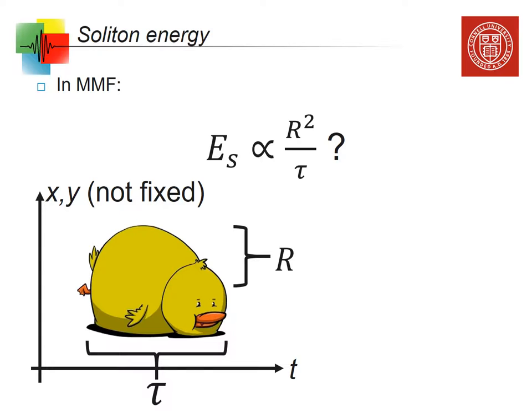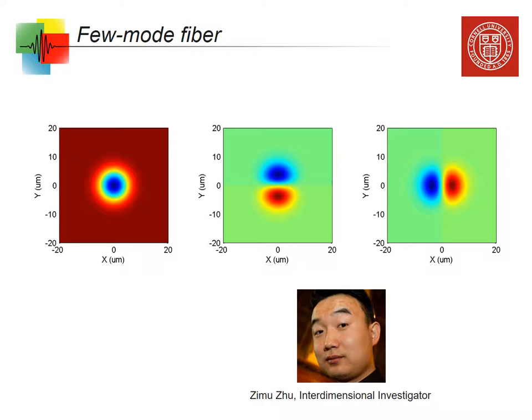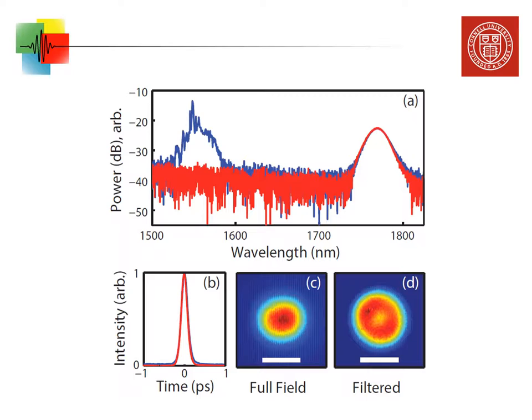With that kind of question in mind, Zima Zhu in our group has been looking at few-mode fiber, so fiber that only has these three linearly polarized modes in it. Three spatial modes. He's doing experiments that look something like this. He'll launch light in at 1550 nanometers, and through soliton fission, he can spectrally isolate, so he can just filter out one multimode soliton. So this is what the whole beam looks like. It's a superposition of all those three modes, and this is what the multimode soliton looks like when it gets filtered out. It contains some combination of those three modes that I showed previously.